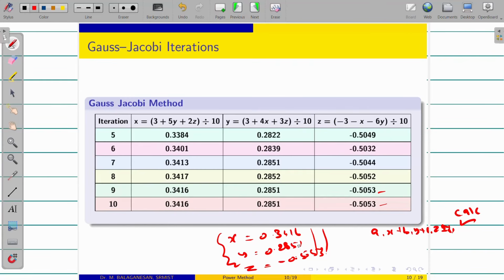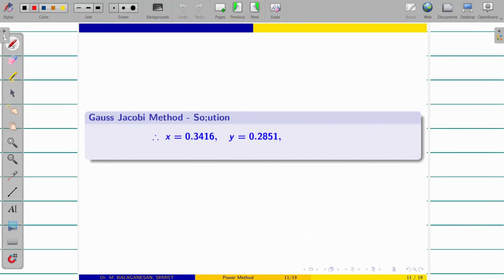A little bit of variation will be there in that value. If there is more variation, then after doing the cross check with the help of a calculator, we should check the table once again. That's it. So this is the way to use the Gauss Jacobi method. The x value is 0.3416, the y value is 0.2851, and the z value is minus 0.5053. That's it, guys. This is the way to use the Gauss Jacobi method.